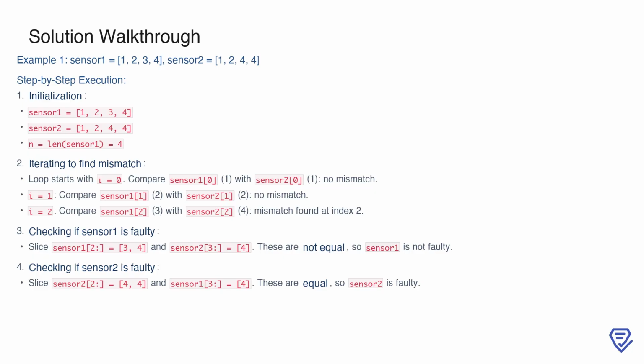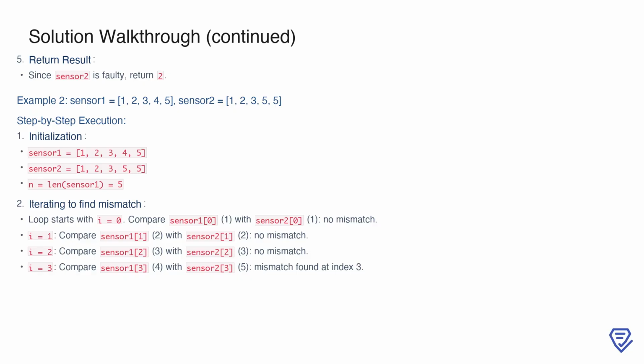Next, we check if sensor 1 is faulty by comparing slices. The slice sensor1[2:], which is 3, 4, compared to sensor2[3:], which is 4, shows they are not equal. This means sensor 1 is not faulty. Then, we check if sensor 2 is faulty by comparing sensor2[2:], which is 4, 4, to sensor1[3:], which is 4. As these are equal, we determine that sensor 2 is faulty. Finally, for this example, the algorithm concludes that sensor 2 is faulty and returns 2.